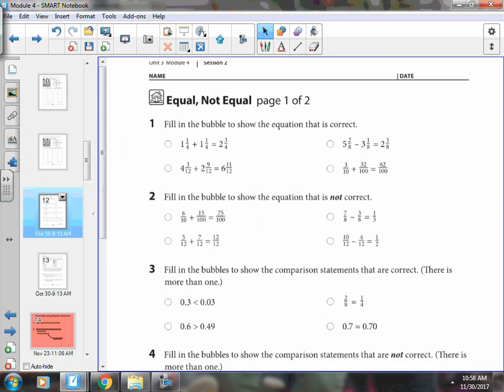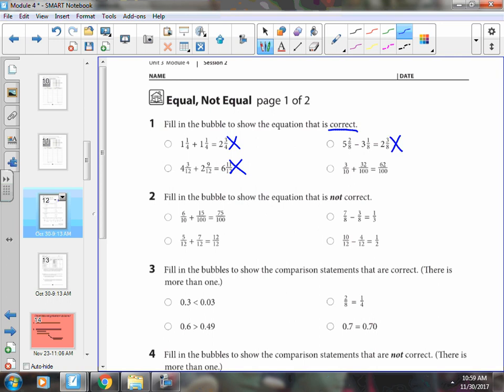Number 1, fill in the bubble to show the equation that is correct. So we're looking for the right one. The first bubble, 1 1/4 plus 1 1/4 would be 2 2/4. So that one is wrong. The bubble right below that, 4 3/12 plus 2 9/12 would be 6 12/12, or 7. So that one's wrong. 5 2/8 minus 3 1/8 would be 2 1/8.